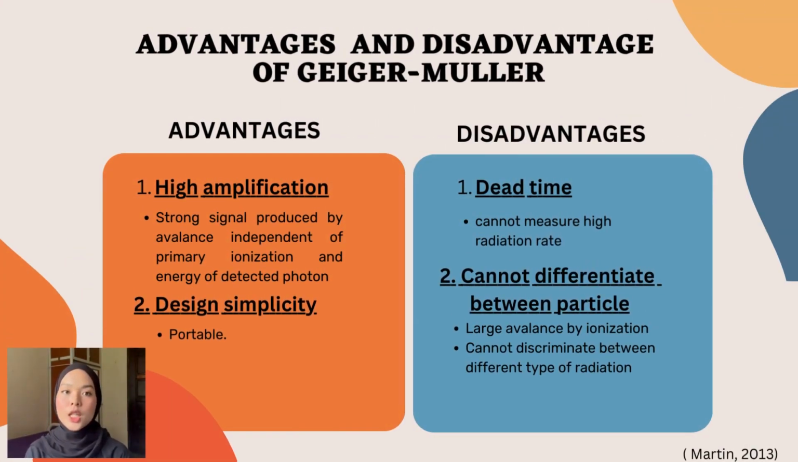Next are advantages and disadvantages. For Geiger-Muller, the first advantage is high amplification that produces a strong signal that improves signal to noise ratio. Next is construction simplicity, which is mainly used for portable instrumentation due to their sensitivity, simple counting, and ability to detect low-level radiation. Meanwhile, the disadvantages are dead time and that it cannot differentiate between particles.